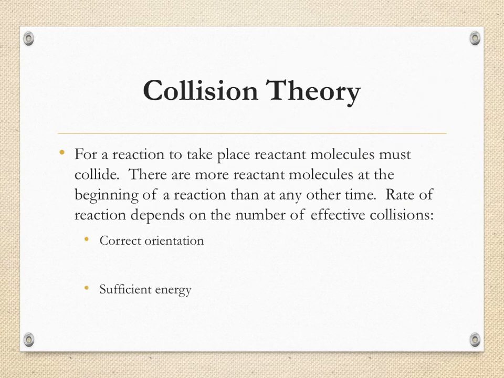So first of all, the collision theory says that for a reaction to take place, reactant molecules must collide. So the reactants have to hit each other or come in contact with each other in order to make products. There's more reactant molecules at the beginning of a reaction than any other time, so the reaction starts quickly. The rate of the reaction depends on the number of effective collisions, and to have an effective collision, you must have correct orientation and sufficient energy.